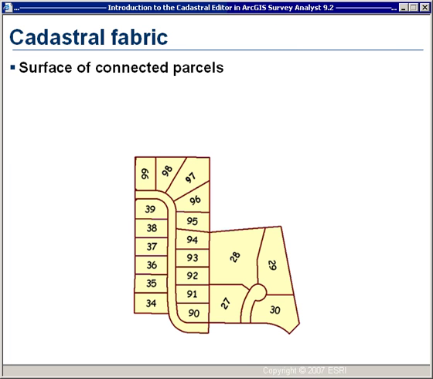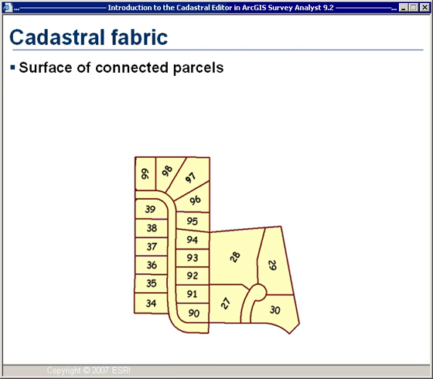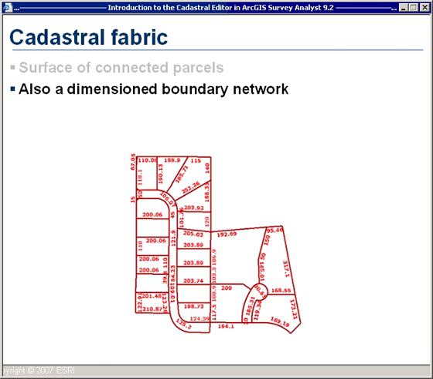The so-called base map dataset is called the Cadastral fabric. Only the Cadastral Editor can be used to edit this Cadastral fabric. Well, what is this Cadastral fabric? Firstly, you can think of it as a surface of connected parcels that have overlapping boundaries, but that share common points. You can also think of the Cadastral fabric as a network of connected parcel boundary lines. The legal description, bearings, and distances are stored on these lines. So you can think of the fabric as a surface of connected parcels in a dimensioned boundary network.